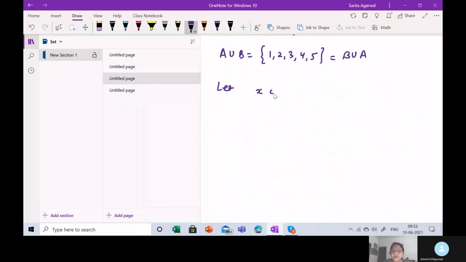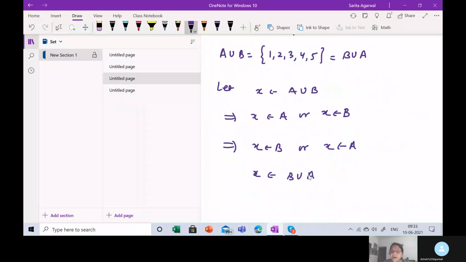We see, let X belong to A union B. That means X belongs to A or X belongs to B. But this OR is commutative, so we can write X belongs to B or X belongs to A. That means this X belongs to B union A. But X is arbitrary, an arbitrary element of the universal set. So this means that A union B is contained in B union A.